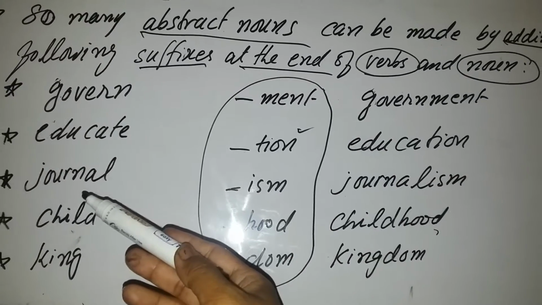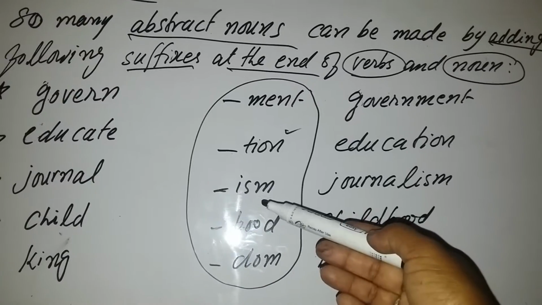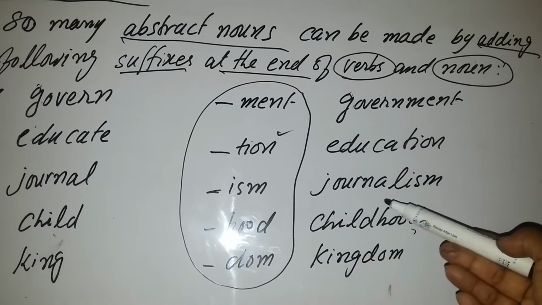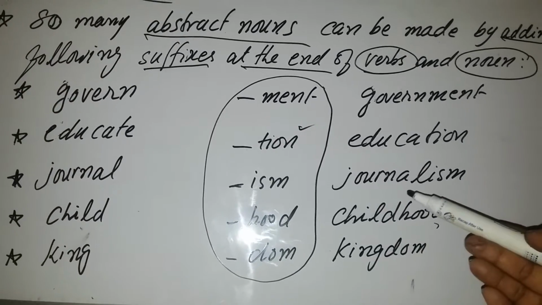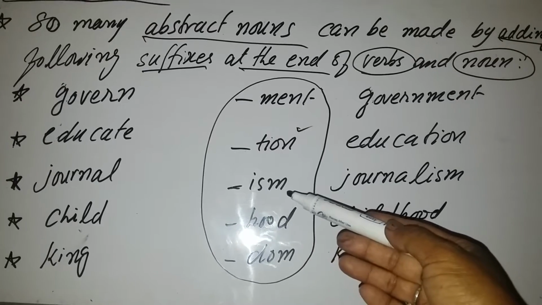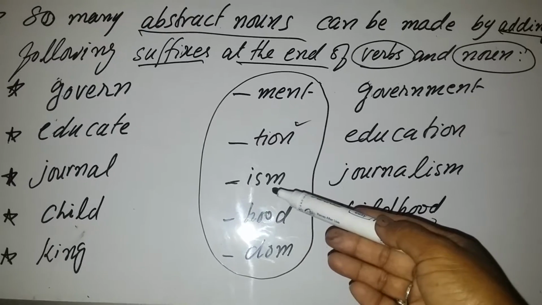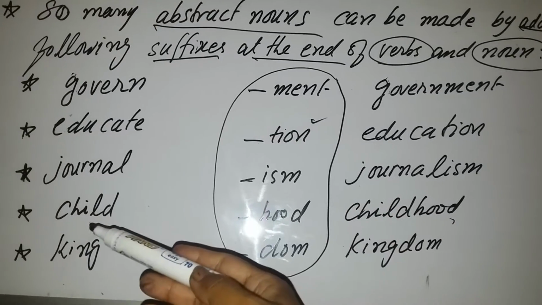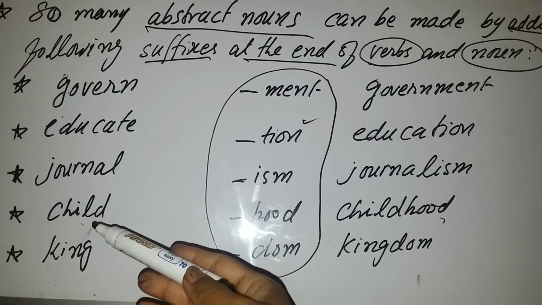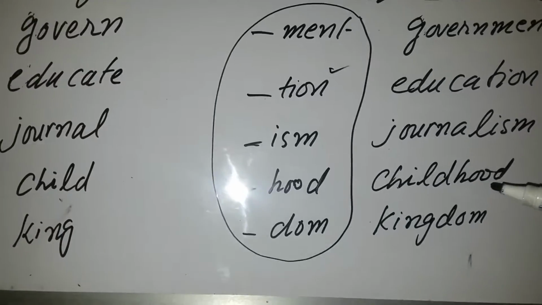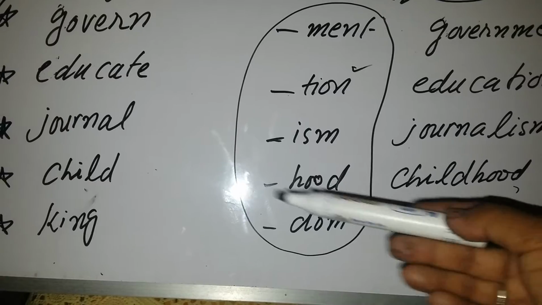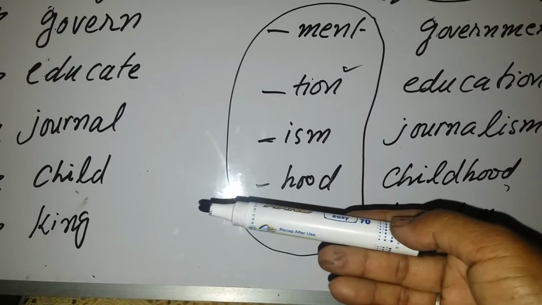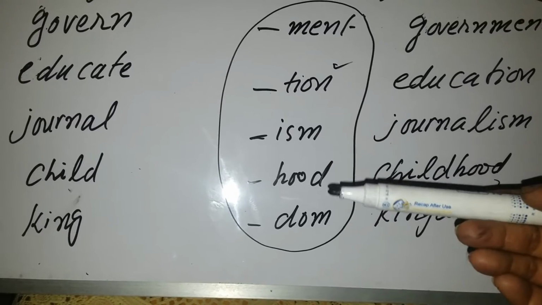Look at the third one, journal, which is a noun. Now we have put ism with it and it has become journalism, and journalism is an abstract noun. Similarly, all other words which end with ism will be called abstract nouns, for example Islamism, socialism, etc. Now look at another word, child, which is a noun, and we have put hood after it and it has become childhood. Similarly, all other words which end with hood will be called abstract nouns, for example brotherhood, sisterhood, parenthood, motherhood. They all will be called abstract nouns.